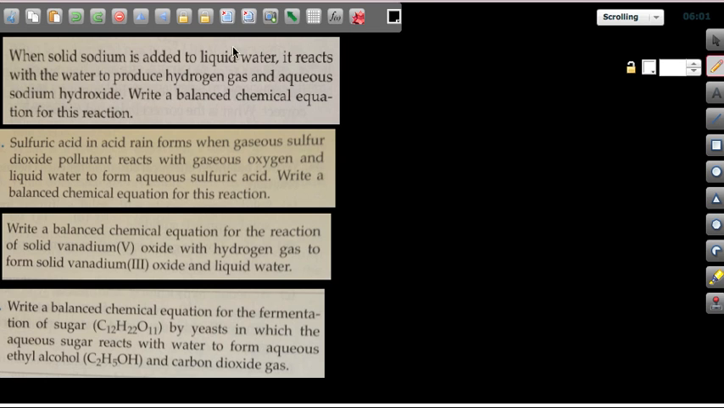Okay. I have 4 questions here. Let's pause the video and try this on our own first. When solid sodium is added to liquid water, it reacts with water to produce hydrogen gas. Solid sodium reacts with liquid water to produce hydrogen gas and sodium hydroxide. Write a balanced chemical equation for this reaction.